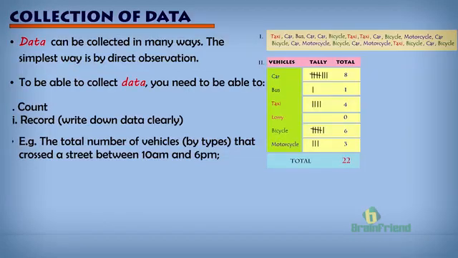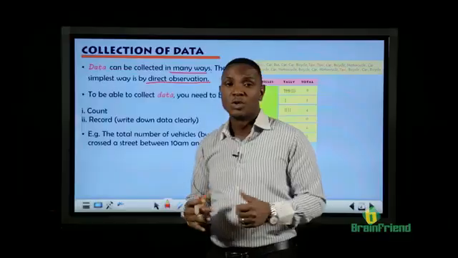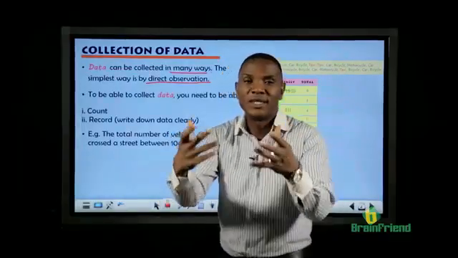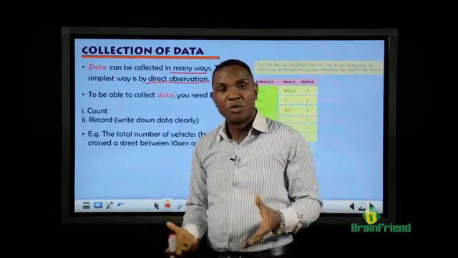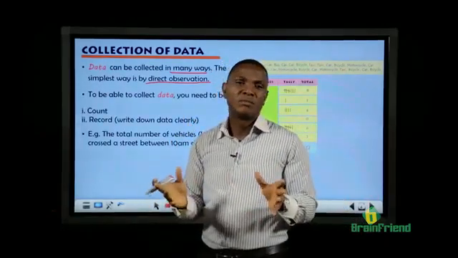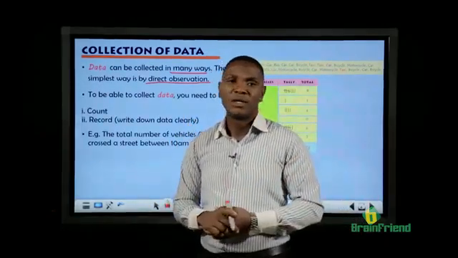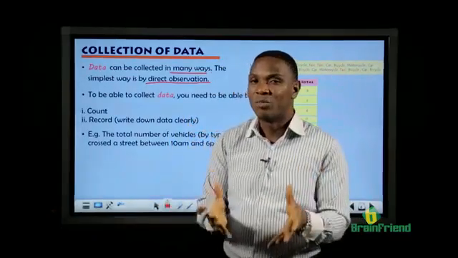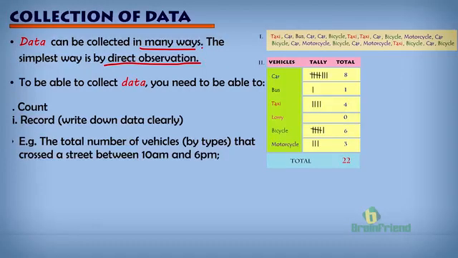Now, data can be collected in many ways. But the simplest way to collect data is by direct observation. So it simply means that you do not collect data by hearsay. For example, you ask your friend, do you know how many organisms we have in our school garden? And he gave you a number. It could be wrong. But if you did a direct observation by yourself, then you could easily get the correct data. So to be able to collect data, you need to be able to count.